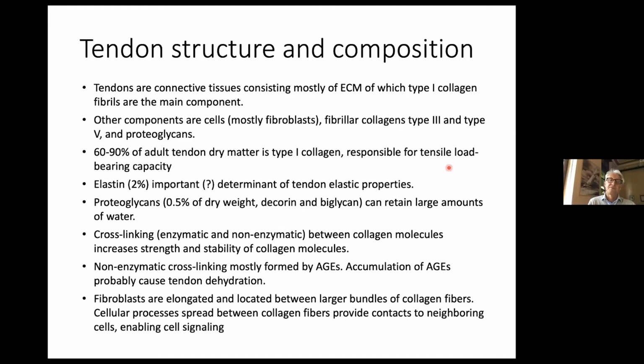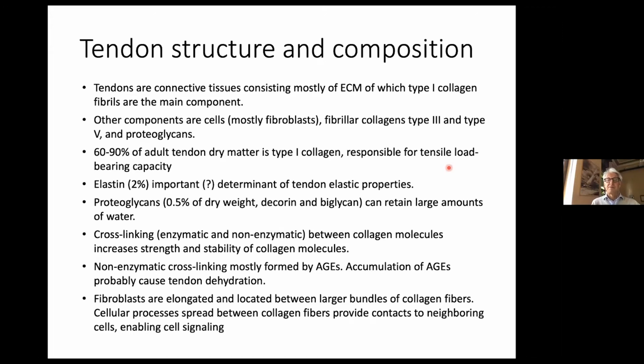Also, one important feature about collagen fibers is that they form cross-links between collagen molecules, which have the effect of increasing the strength and the stability of collagen molecules. We also have non-enzymatic cross-linking, mostly formed by advanced glycation end products. These are probably the cause of tendon dehydration. These play a major role in aging as well.